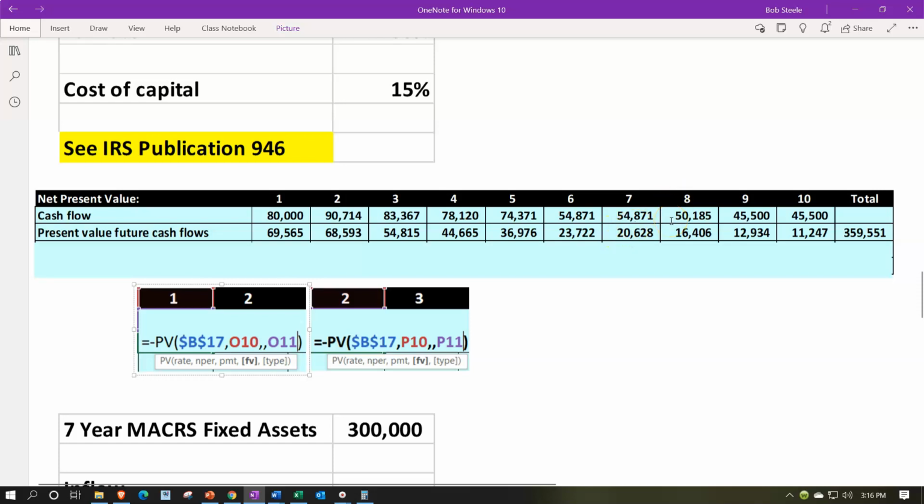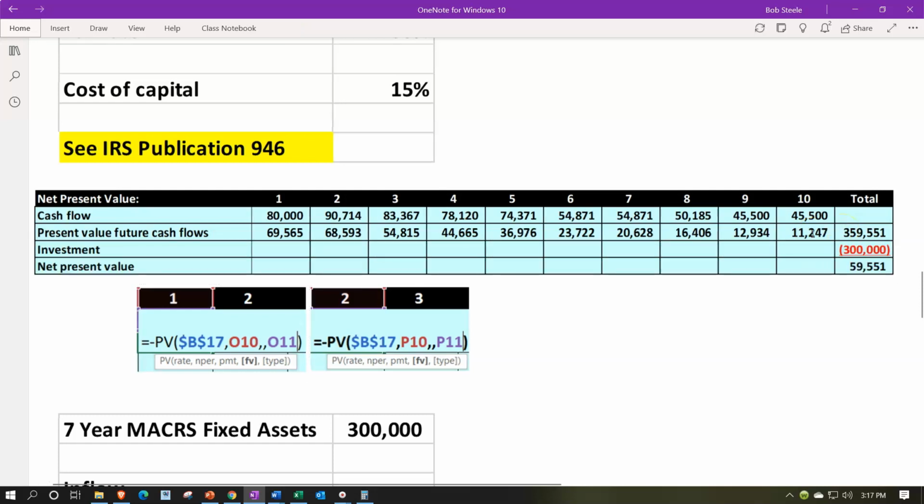The 50,158 present valued at 15% 8 years back is 16,406. The 45,500 present valued at the 15% discount 9 years back is 12,934. And the 45,500 present valued at 15% 10 years back would be 11,247. Adding all the present values up, we get to 359,551.